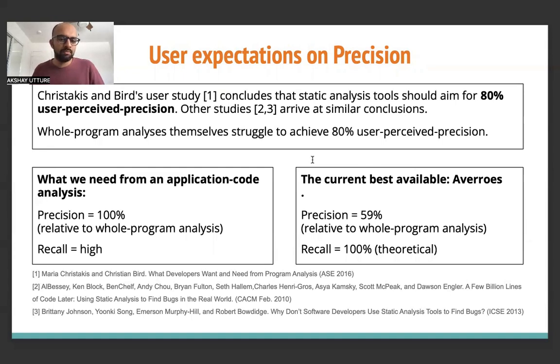But the best tool we currently have is Avros, which gets only 59% precision relative to the whole program analysis. The reason Avros is designed this way is it was designed as a verification tool. So it aims for 100% recall theoretically, and given that, it tries to get as much precision as possible. But the user study shows that precision is considered more important than recall, and users have a high expectation on the precision that these tools will give. So what can we do about this?